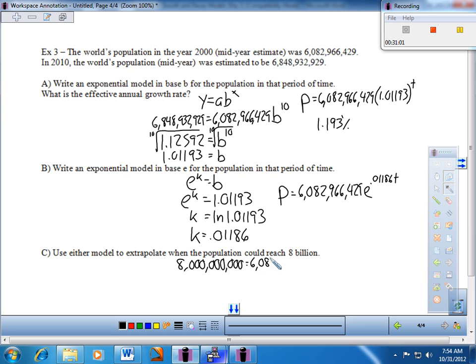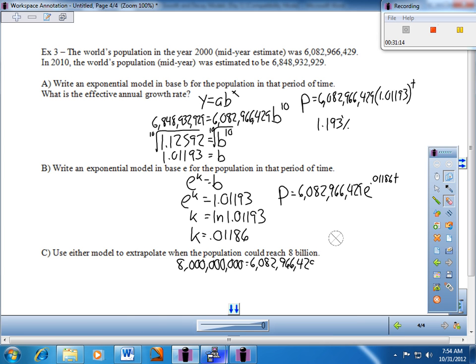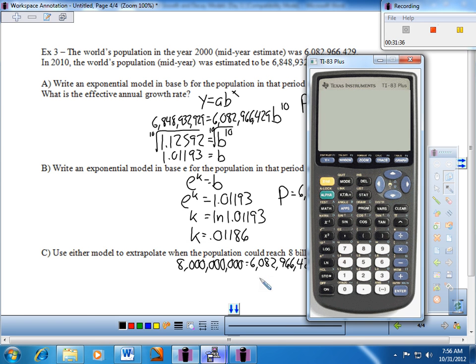So 6082,966,429. And again, I'm going to use that base b. And in this case, oops, I'm sorry. We know base b. So let's put that in. 1.01193 raised to the t. Alrighty. Well, guys, we're going to solve that one. If you can beat me to the punch here, that's great. I think you would all agree that we're going to divide by this number right here, bring that on over, and then we're going to solve for that variable momentarily after that.